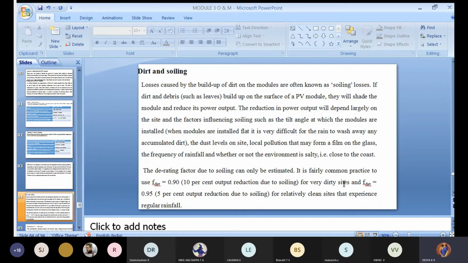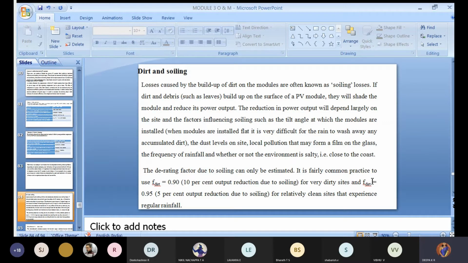For a very dirty site, you're assuming the place has frequent rain and your tilt angle is proper, so you can assume just a 10% reduction in the output due to soiling. But the area where you don't have frequent rain, in those cases, you are considering it a very dirty site. So this is for a very dirty site, 10%.